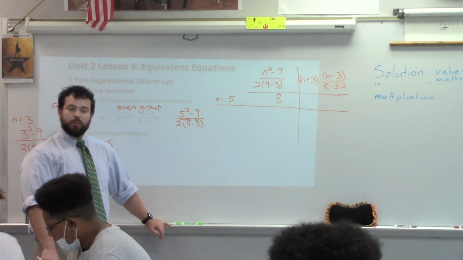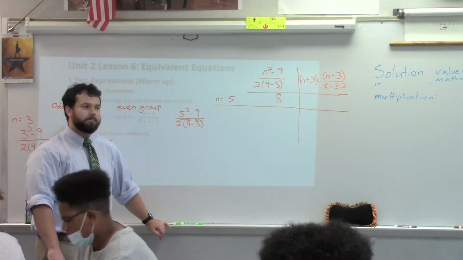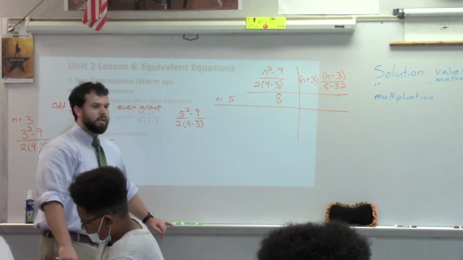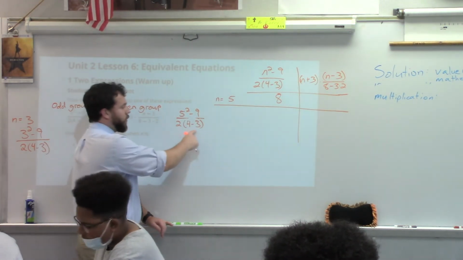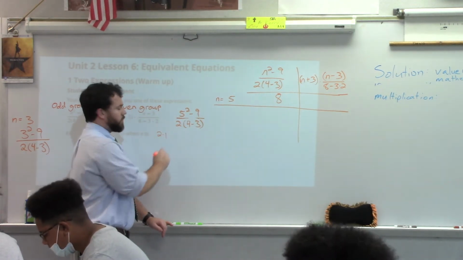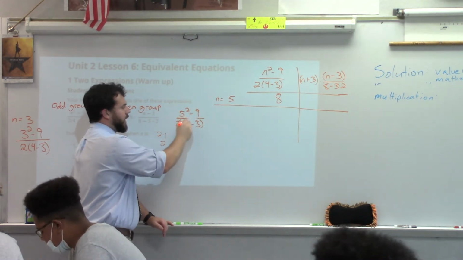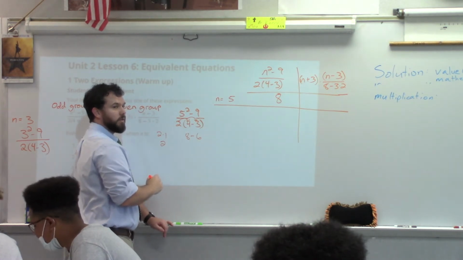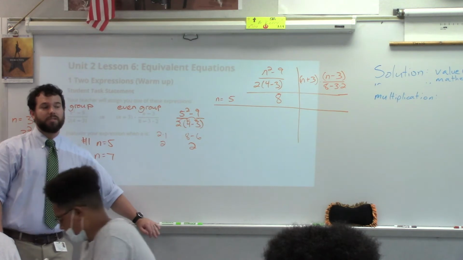Is that the easiest way to do this one though? What could I have done instead? Remember, can you just do the parentheses first? Yes. You don't have to distribute. What is 4 minus 3? 1. And what's 2 times 1? 2. But what's 2 times 4? 8. And 2 times minus 3? So 8 minus 6. And what is 8 minus 6? 2. So did you have to do the parentheses first?